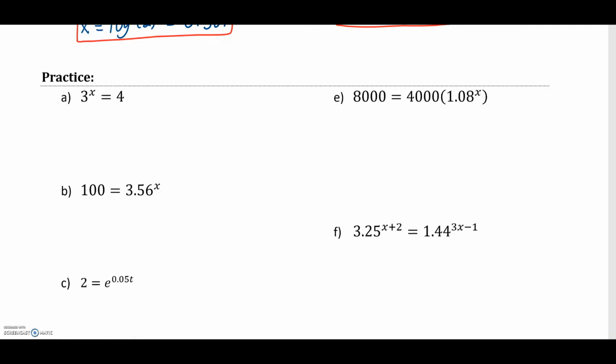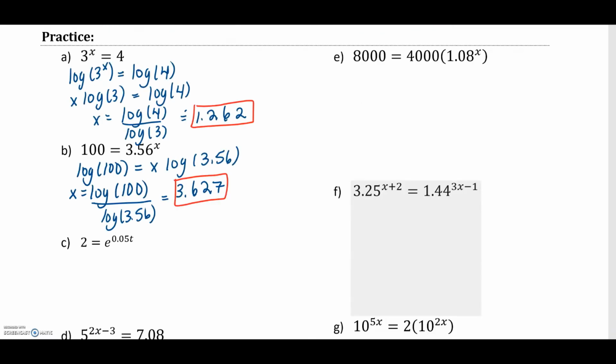As long as it's well documented and easy to follow and correct, then you will receive full marks for your work. We see here with part A and B, we take the log of both sides of the equation, solve for x, round to 3 decimal places, and we get the following answer.